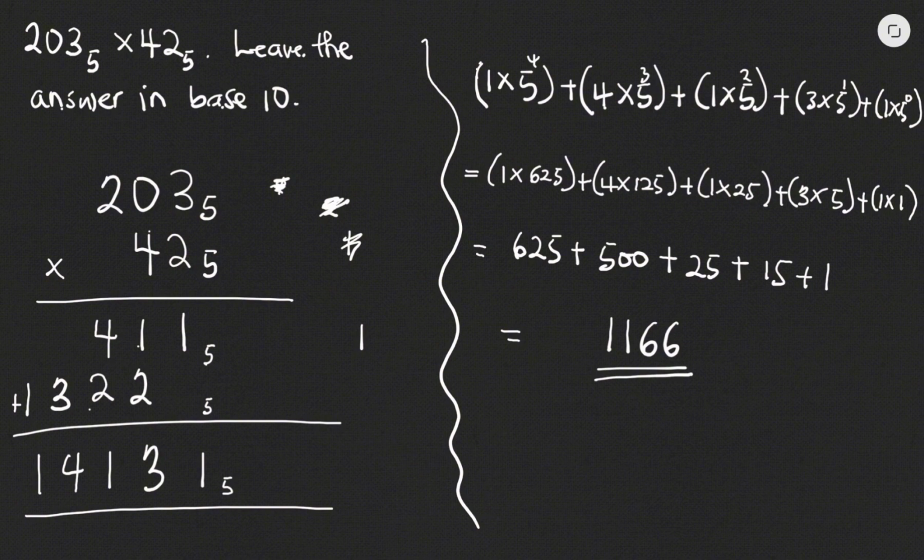So if we multiply 203 base 5 by 42 base 5, we get 14131 base 5, and if we convert that to base 10, we get 1166 base 10 as our final answer. All right, so let's have a look at one more example.